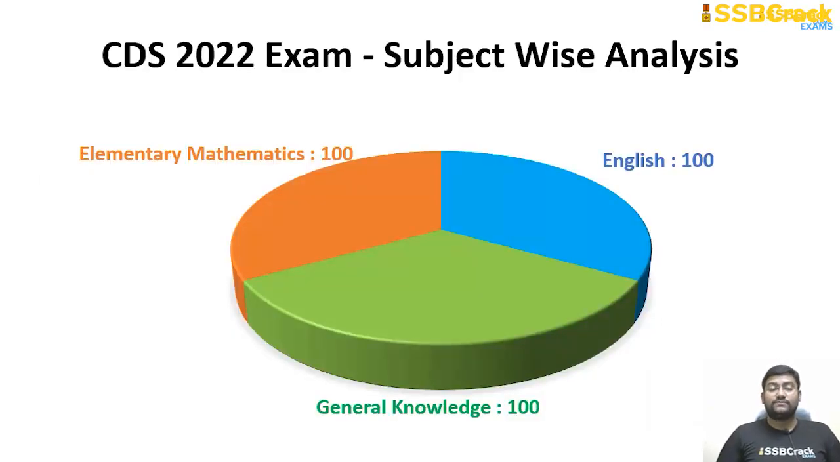There are three papers as far as the CDS exam is concerned, that is Elementary Mathematics, English and General Knowledge. And if you are writing specifically only for CDS OTA, Officers Training Academy, then you will have only two papers, that is English and General Knowledge. We have made a separate video regarding the syllabus as well as the selection procedure. I would strongly suggest that you go and watch it once.